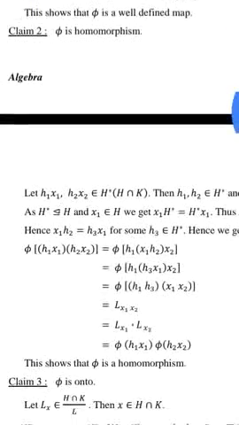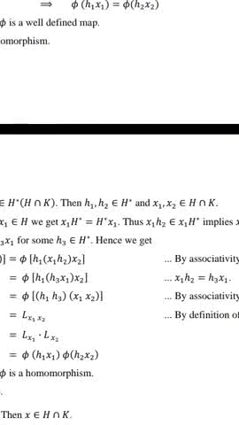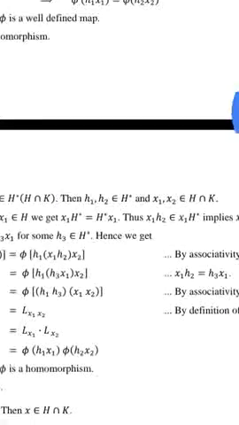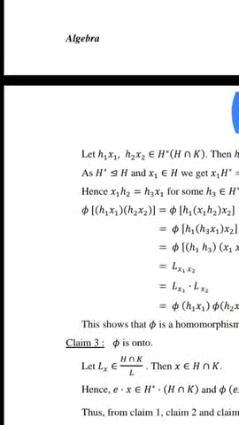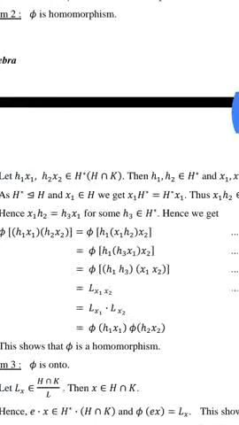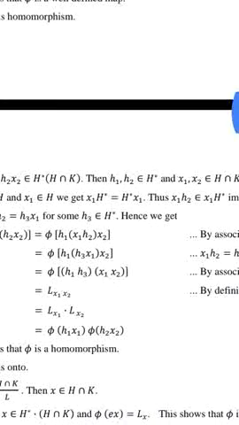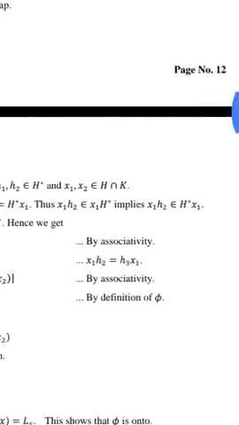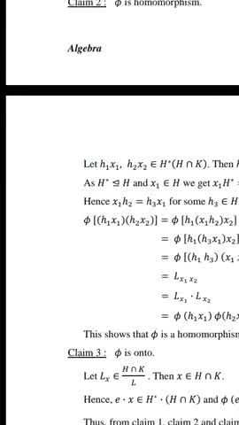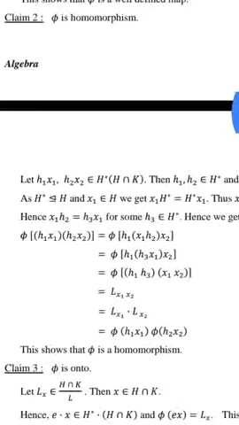Now we have to prove that phi is a homomorphism. Let h1 x1, h2 x2 belong to H star H intersection K, for h1, h2 belongs to H star and x1, x2 belongs to H intersection K. As H star is a normal subgroup of H and x1 belongs to H, we get x1 H star is equal to H star x1. Therefore x1 h2 belongs to H star x1. Hence x1 h2 is equal to h3 x1 for some h3 belongs to H star.